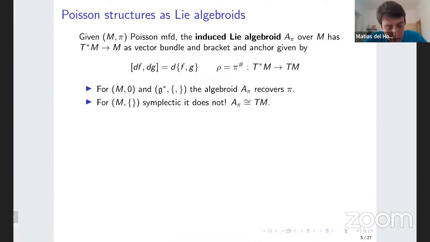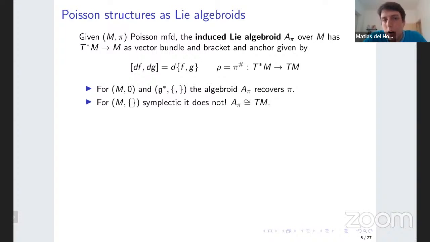So to start with, let me tell you something you all know. We have a Poisson manifold, then we can build a Lie algebroid, I will call it A_pi, on the cotangent bundle. The bracket is defined on exact forms in the obvious way, and then extended, and the anchor is the bivector. But what I want to tell you about this fundamental construction is the following remark.